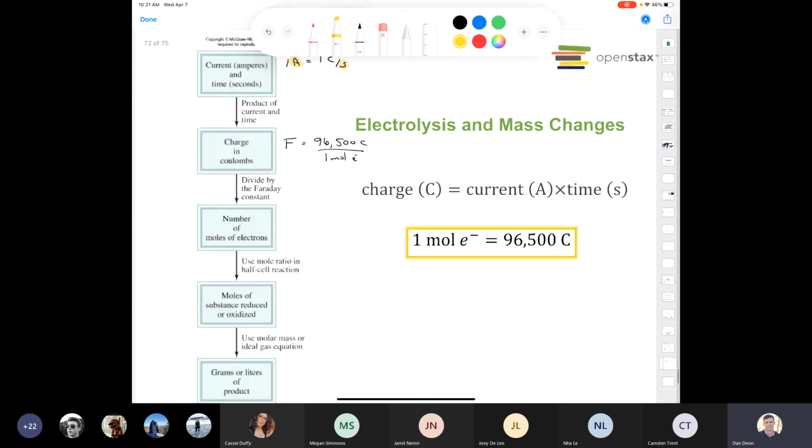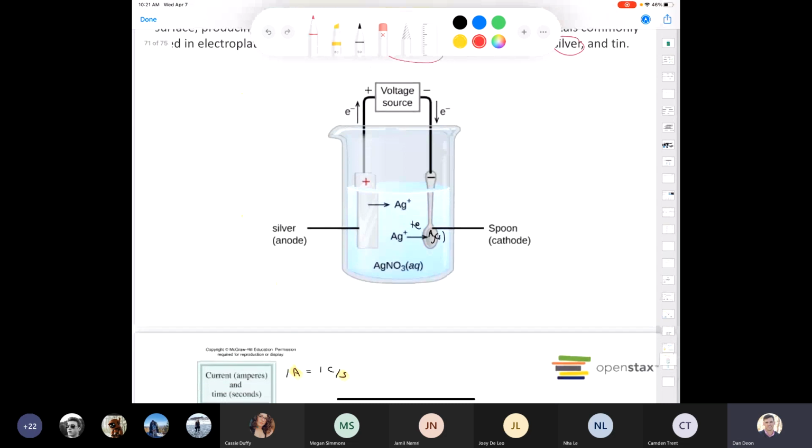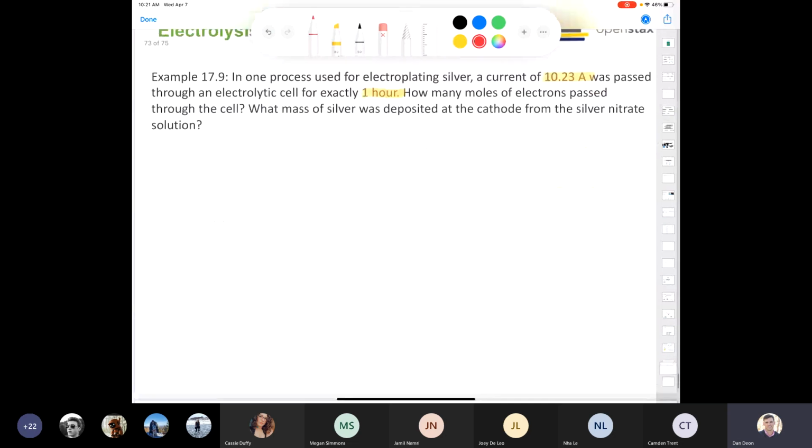So you can see that it's exactly this scenario right here. This is the scenario that we're seeing in example 17.9. Anyhow, let's see if we can figure it out. Well, if I've got 10.3 amperes, remember I told you that 10.3 amperes is the same thing as 10.